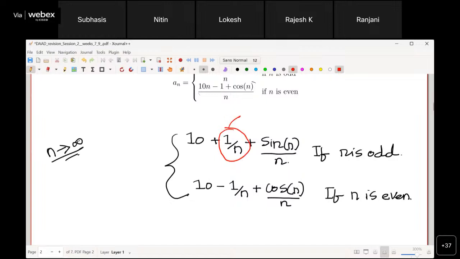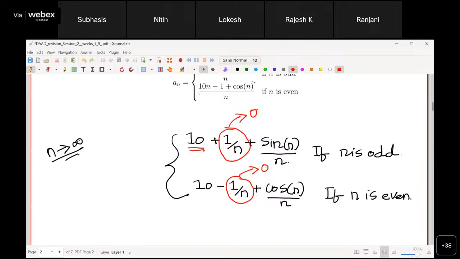1 by n. It doesn't matter whether n is odd or n is even. So in both cases, this will go towards 0, correct? And here you have a constant, 10. So if n is going towards infinity, then certainly this will go towards 10 because this is constant, right? Doesn't matter where n is going.